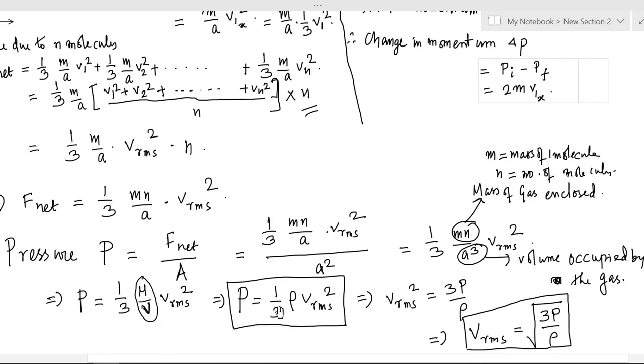So this is the relation that is popularly known as the kinetic gas equation. P is equal to 1/3 rho Vrms square. P is the pressure of the gas, is equal to 1/3 of rho, that is density, into Vrms square, that is RMS velocity of the gas squared. And this expression gives you the value for RMS velocity is equal to root over 3P by rho, 3 times the pressure of the gas by the density of the gas.